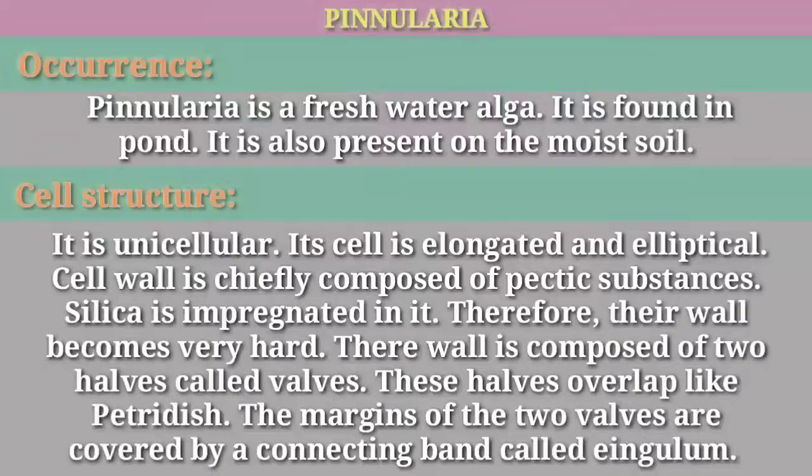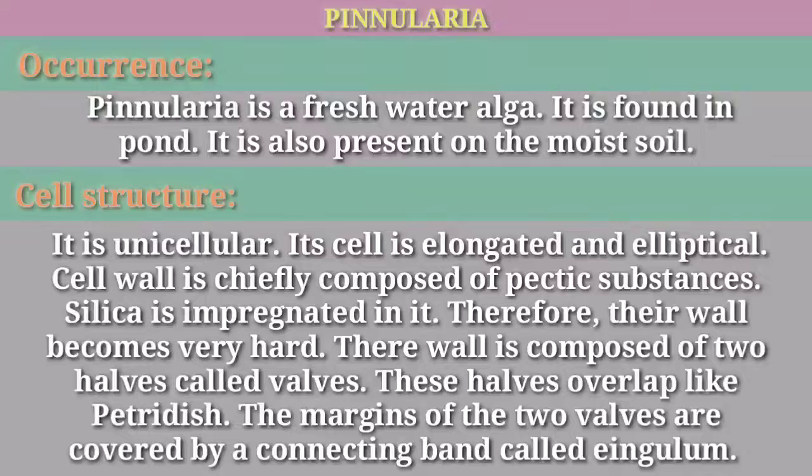Its cell is elongated and elliptical. The cell wall is chiefly composed of pectic substances. Silica is impregnated in it. Therefore, their wall becomes very hard. Their wall is composed of two halves called valves. These halves overlap like a petri dish.